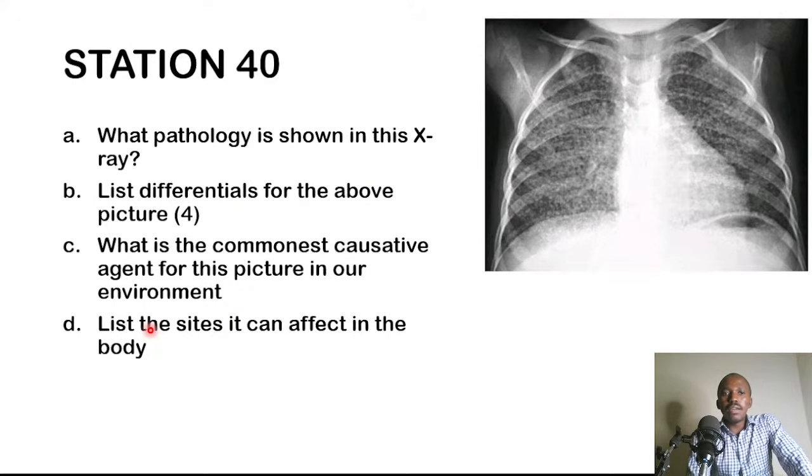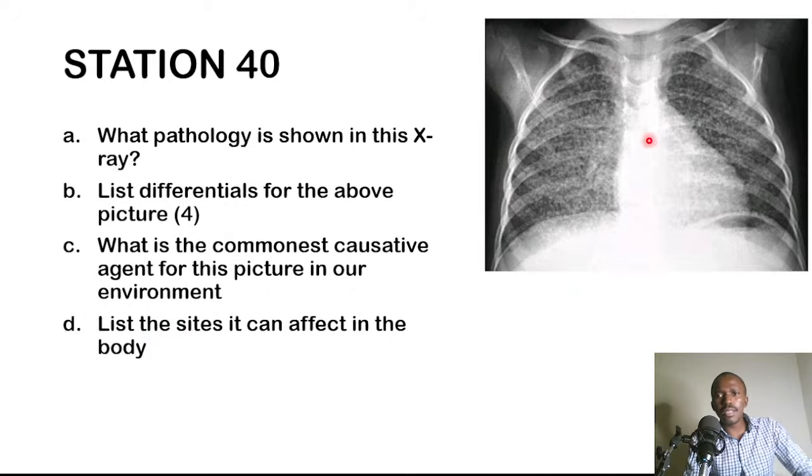Then station 40: what pathology is shown in the X-ray? List 4 differentials of the above. What is the most common causative agent for this picture in our environment? List the sites that can be affected in the body.